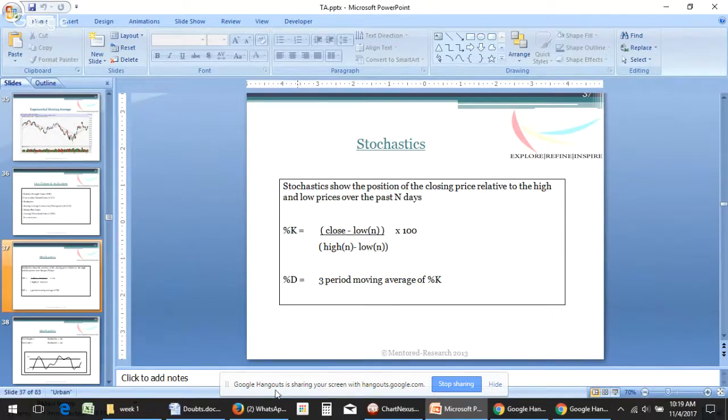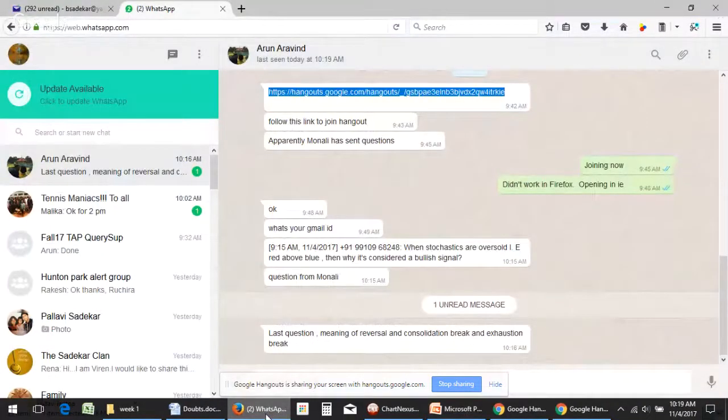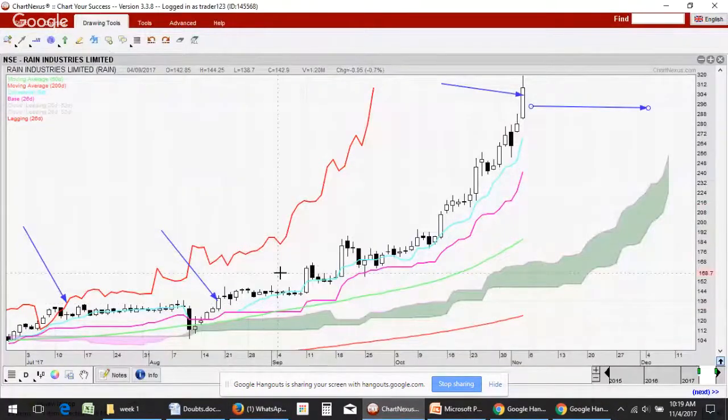So hopefully that answers the question. Let me see, there's another one. Meaning of reversal and consolidation break and exhaustion break. I am not really sure what that means. Reversal is pretty simple to define. Consolidation break. Let me look at this chart. There is no consolidation break on this one.